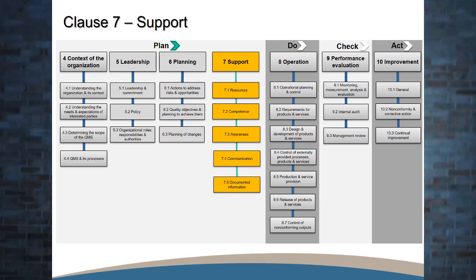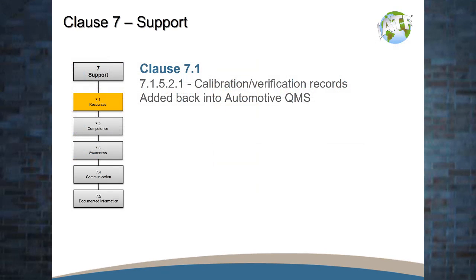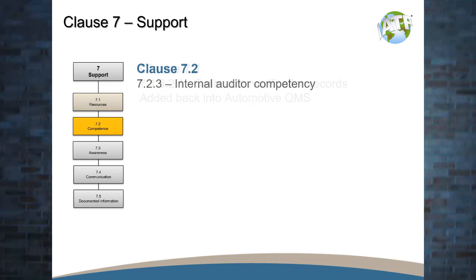Clause 7 is support. So we see, thankfully here, and it's very interesting, we're out to 5 digits now with 7.1.5.2.1, which is a mouthful. We see calibration and verification records were added back into the automotive QMS after being very, very weak in the ISO 9001 clause here, which was monitoring and measurement resources and calling them suitable, and that was basically the extent of it. So it's nice to see that the controls are back on the automotive side here.